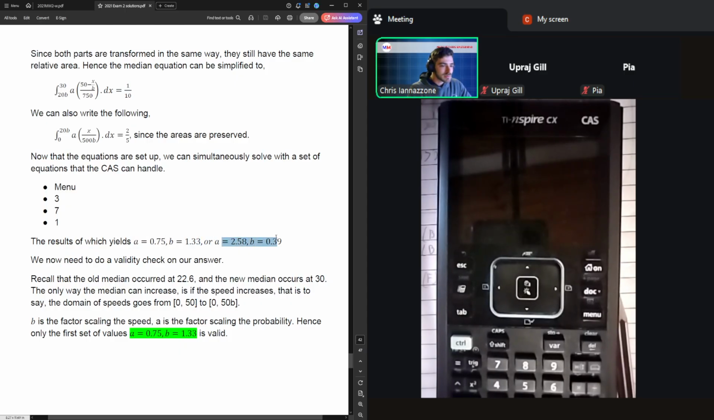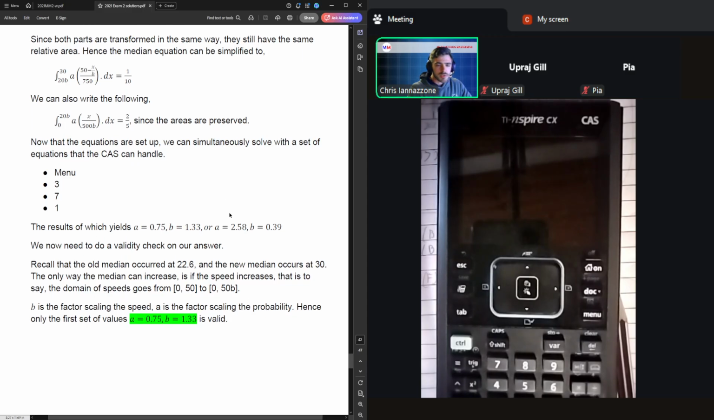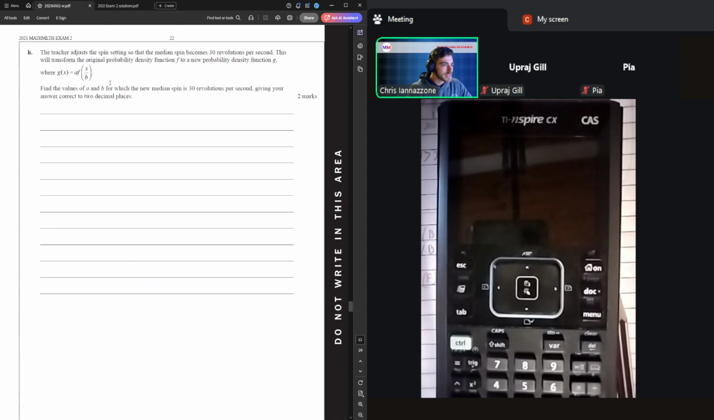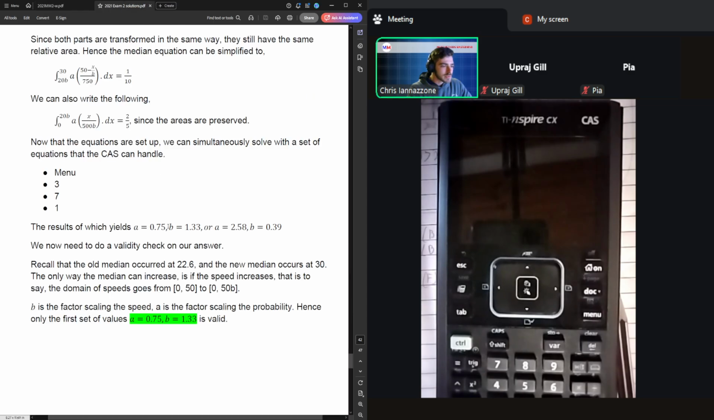It gives you 2 separate ones, so you probably want to do a quick validity check on that, because it says find the values of A and B, not all values or possible values of A and B. And so, how do we actually then check that out?